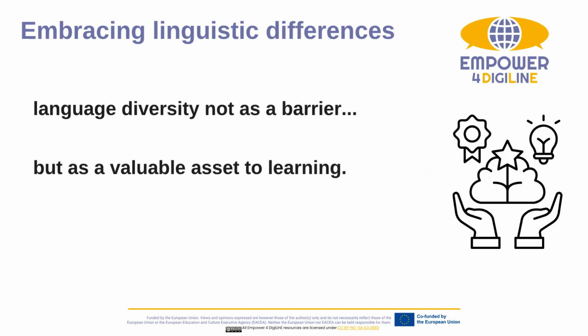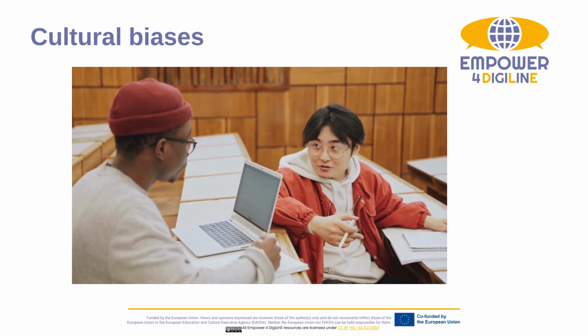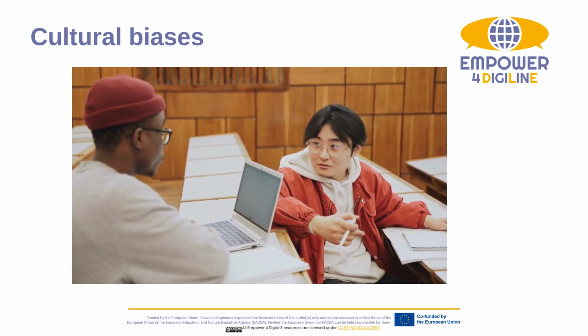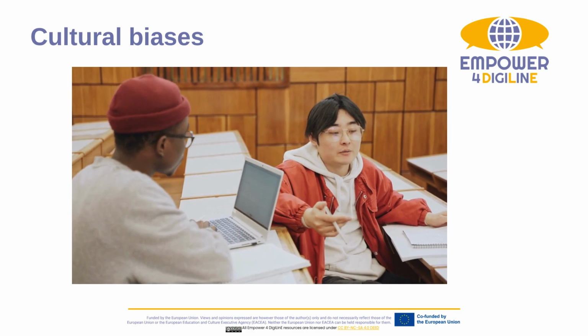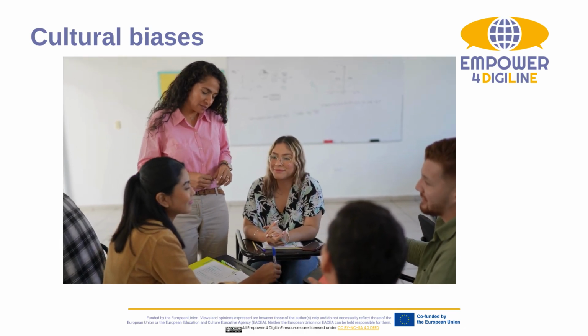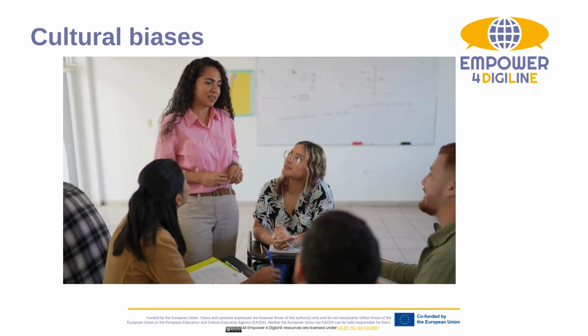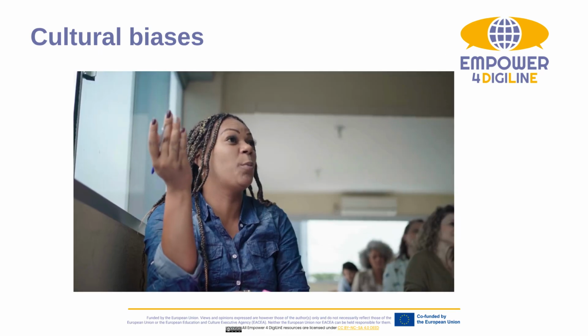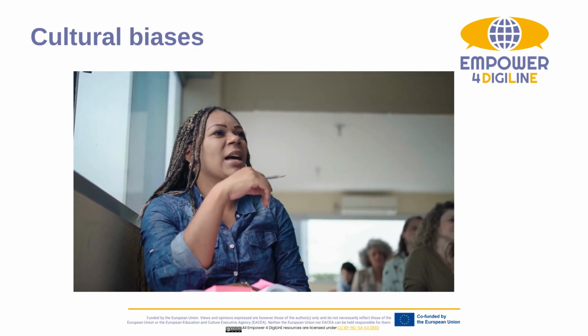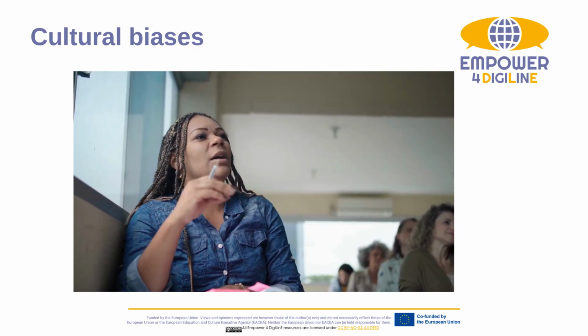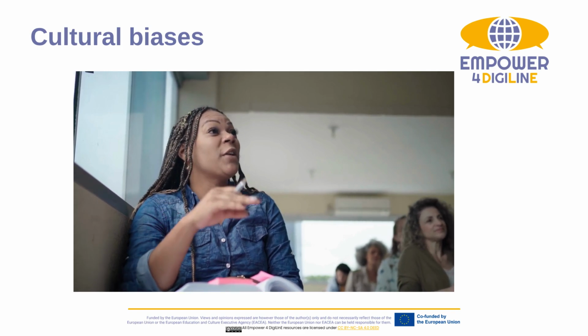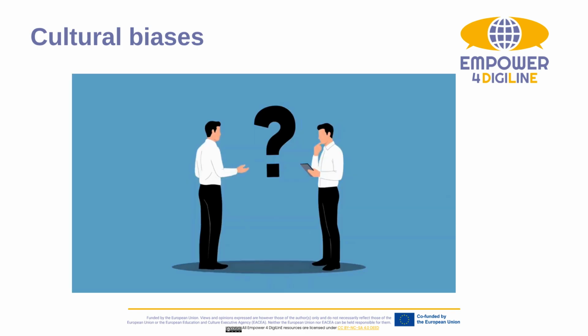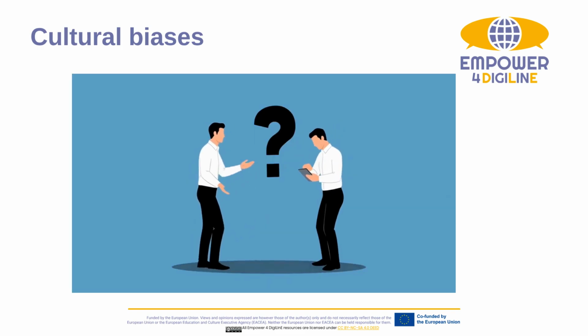valuable asset to learning. Cultural biases and assumptions can shape how we interact in the classroom, both among learners and between educators and learners. For example, you might unintentionally expect less participation from students who come from cultures where speaking up in class is seen as disrespectful. At the same time, learners might mistake an educator's directness as rudeness, depending on their own cultural norms.